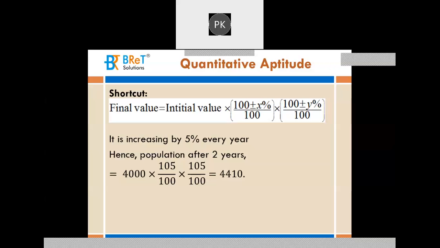Guys, if you are done, let me know. I'll go for the next type. Shall I proceed? Okay, thank you. So let us proceed further.